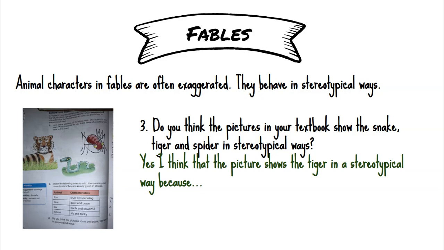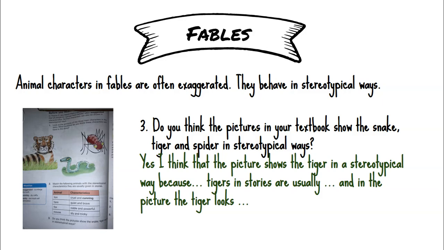So there's a few ways you could answer the question. You're going to fill in the detail, but I'll get you started. Yes, I think that the picture shows the tiger in a stereotypical way because I can see the tiger looks a certain way. You could say tigers in stories are usually like this and this and this, and in the picture, yes, the tiger does look this way. You'll express this as just an idea for you to formulate your answer around.